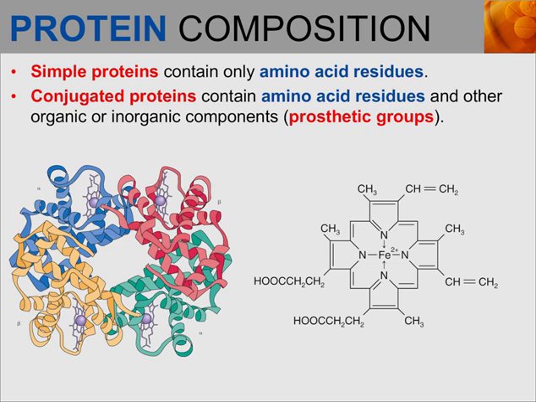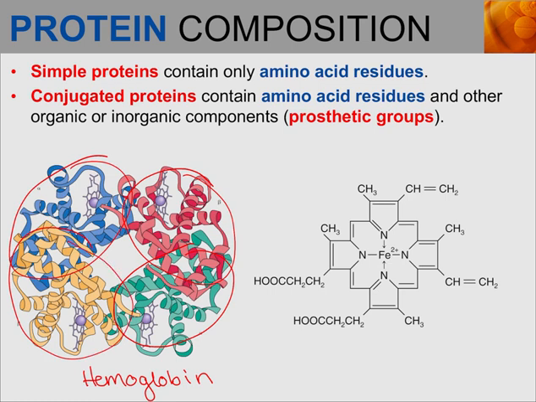And then there's also protein composition. So we have simple proteins and conjugated proteins. So simple proteins contain only amino acid residues. So, they don't have anything else in them. But then there's conjugated proteins that contain, of course, amino acid residues, but they also contain other components. So down below, we again have hemoglobin. And I mentioned earlier that we have these 4 different pieces of hemoglobin that are kind of connected together. And each one of those pieces has a heme group that can then bind to oxygen. So the heme group is what's called a prosthetic group, or just another organic or inorganic component.